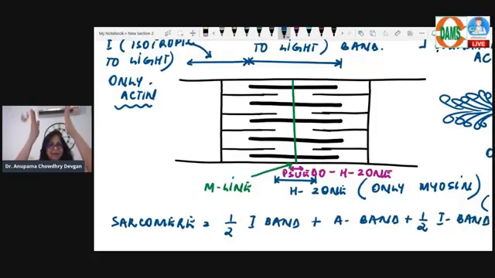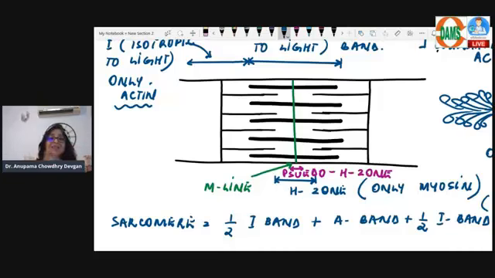Remember, half of the I band lies in one sarcomere, half lies in the neighboring sarcomere. So half of I band plus A band plus half of I band is one sarcomere. Within the A band, there is a lighter area, the H zone. Within the H zone, you have a still lighter area, the pseudo-H zone, which is on either side of the M line. But the lightest is the I band, which has only actin, right? So these are the different bands which are present.